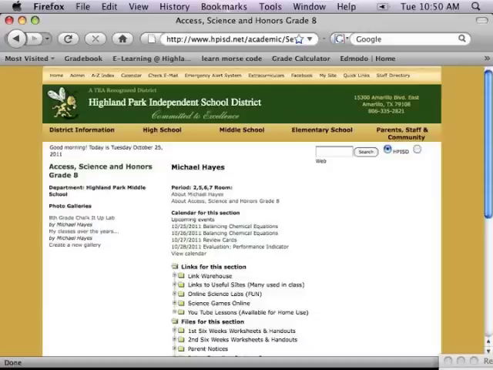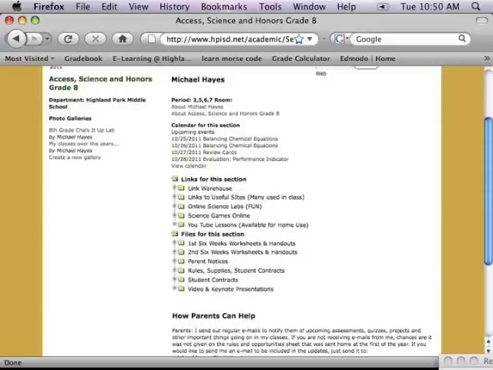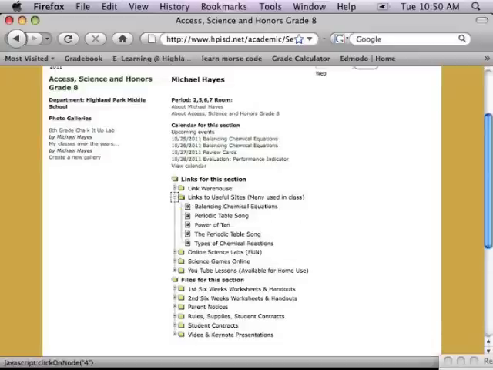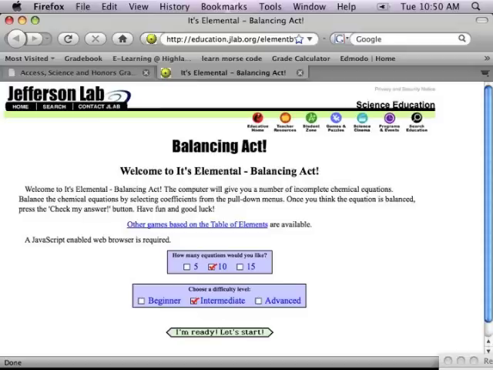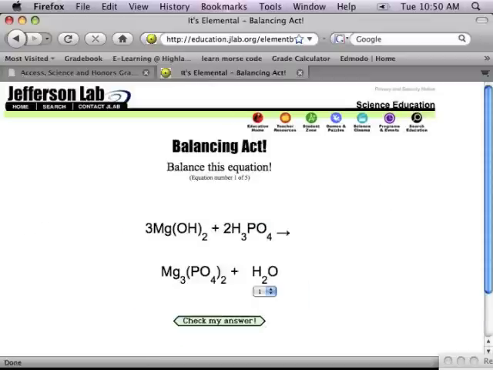Okay, you'll notice these boxes on this page, or these folders, that indicate some of the links that you can go to on other websites. I'm going to open the folder that says Links to Useful Sites. Once you click on that, you're going to see this Balancing Chemical Equations. Click on that. Now, I would like you guys to start with, let's just say, 5 beginner balancing equations. So once you do that, click on Ready to Start.